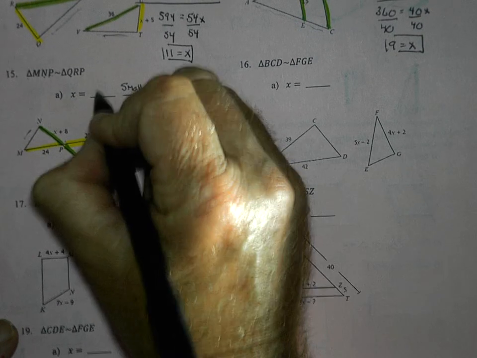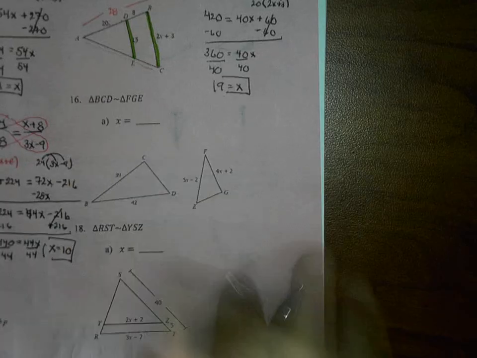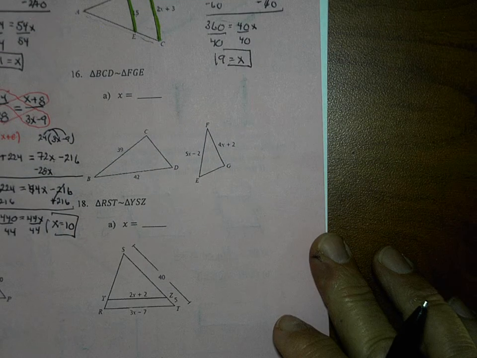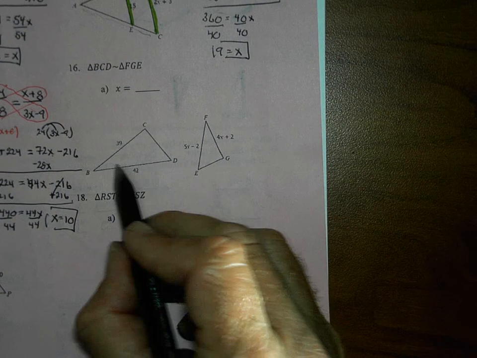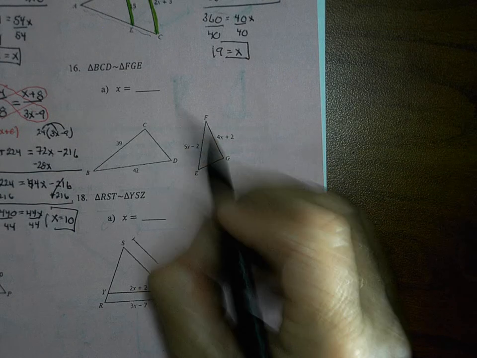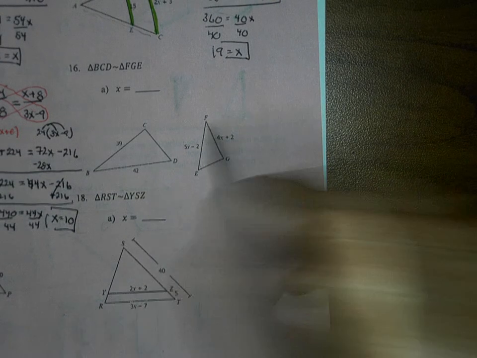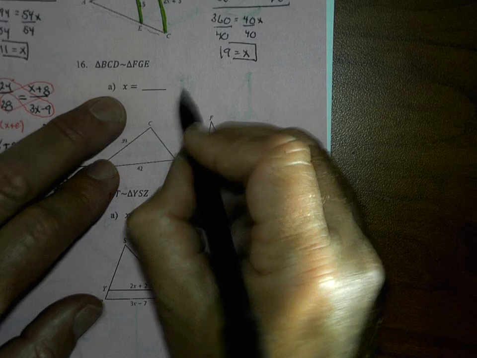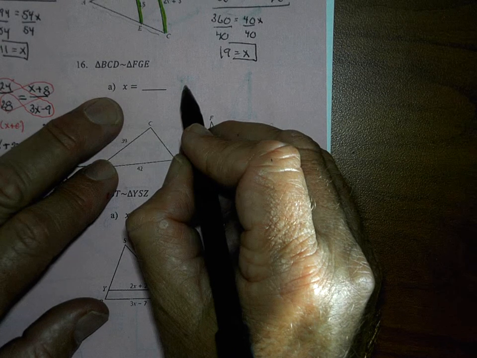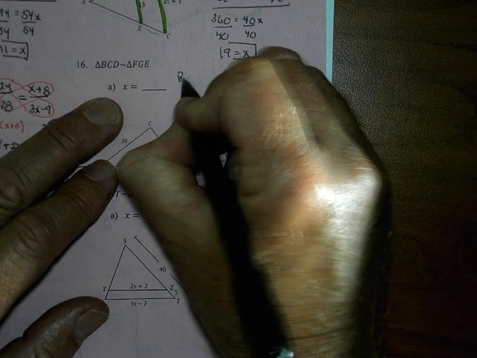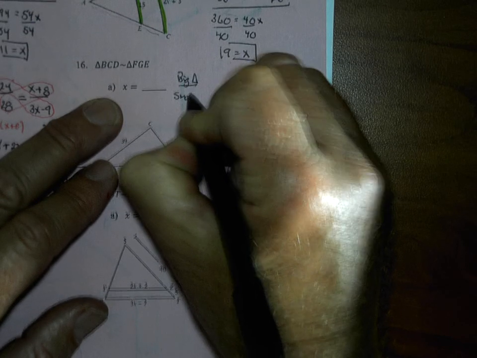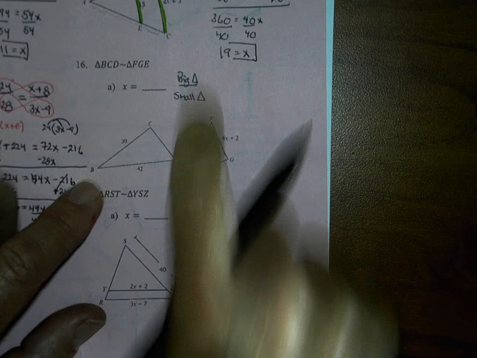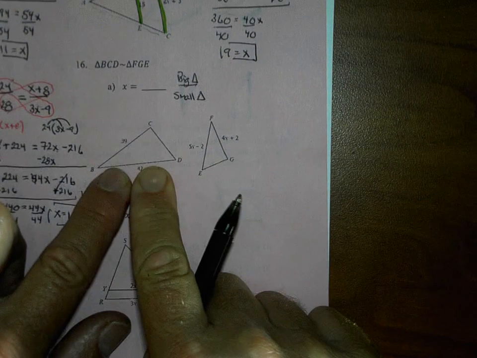Okay, number 16, we start off, read the similarity statement. Triangle BCD, that's this big triangle, is similar to triangle FGE, that's that smaller triangle. Okay, so first thing I do is I set up my ratios. So I'm going to write big triangle's values on the numerator, small triangle's values on the denominator, and the only reason I'm doing that is because the big triangle I saw first because it's to the left.